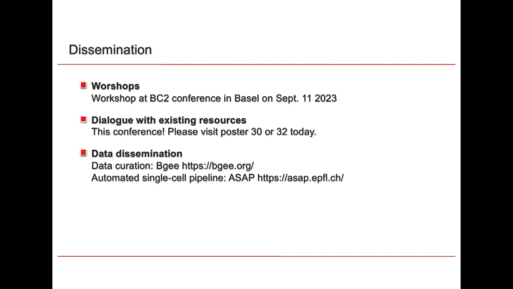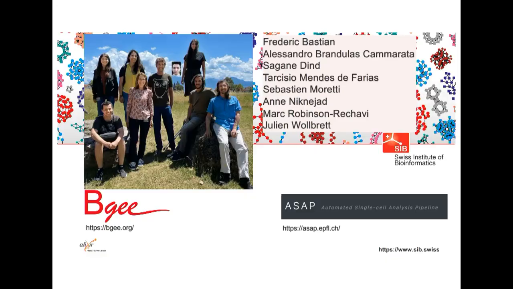And this is a collaboration with the ASAP resource, which captures the analysis pipeline metadata. So this is the Bgee team working on the curation side, and then there is the ASAP team working on the pipeline analysis side.